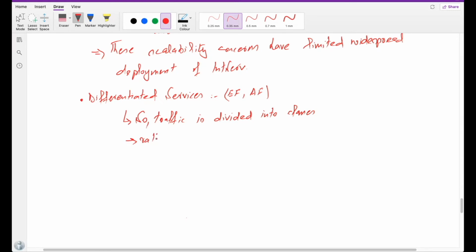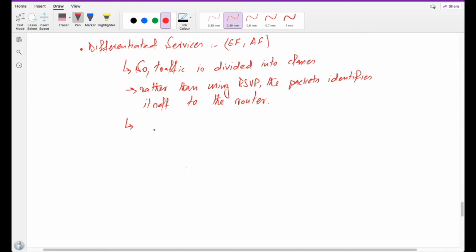So rather than using RSVP, the resource reservation protocol, the packet identifies itself to the router. A packet identifies itself to a router.